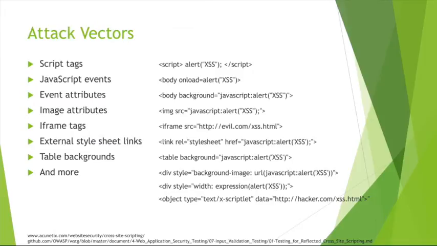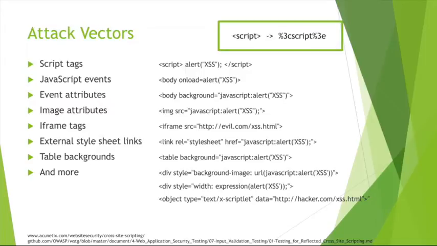Cross-site scripting is commonly implemented by inserting code payloads into script tags, JavaScript events, event attributes, image attributes, iframe tags, and more. And although it's possible to filter against inclusion of these tags in user input, there are still many ways to circumvent that filtering. In this case, the greater than and less than symbols are URL encoded.